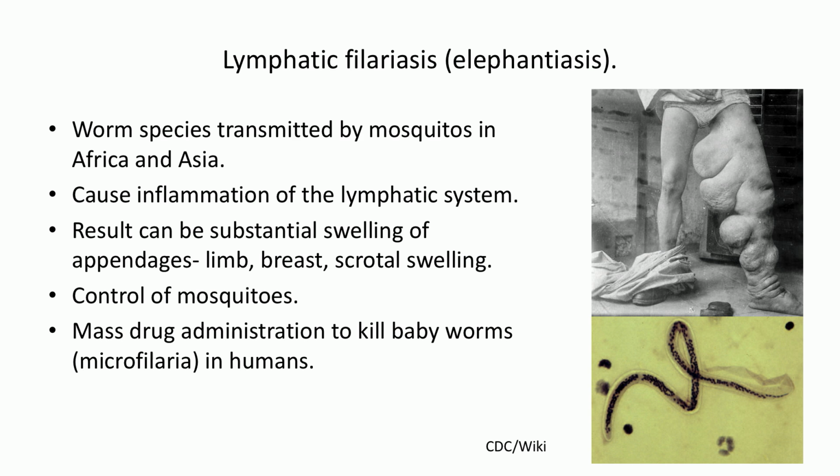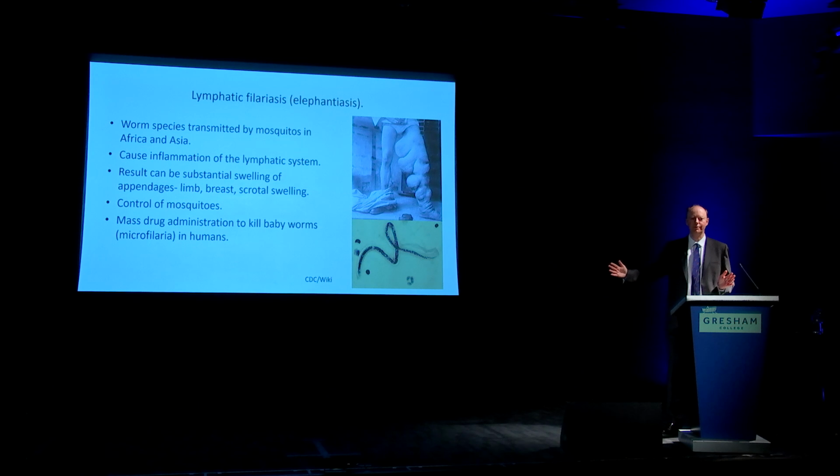Very much like malaria, the two pillars of control are you treat, you kill the mosquitoes, very similar processes actually, reasonably similar mosquitoes in many ways. But the other thing we use for this one is mass drug administration, where people are given, everyone in a village will be given drugs at the same time. And these drugs are there to kill the baby worms so that then if a mosquito bites someone, there's nothing to transmit.